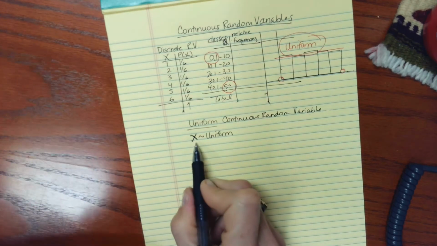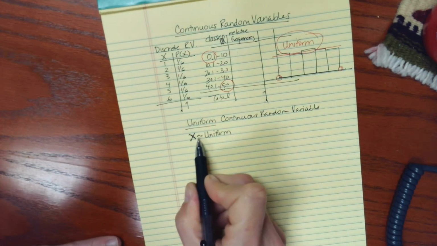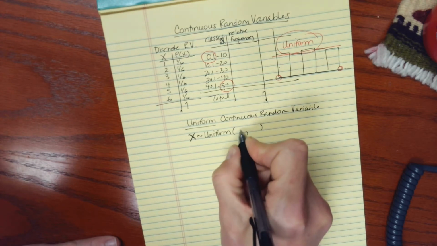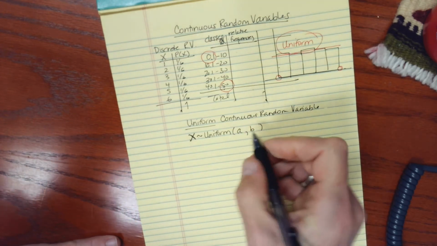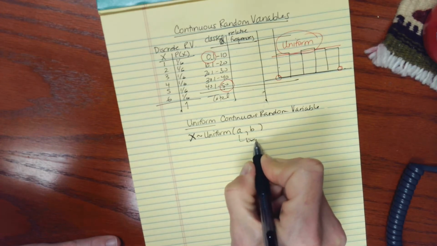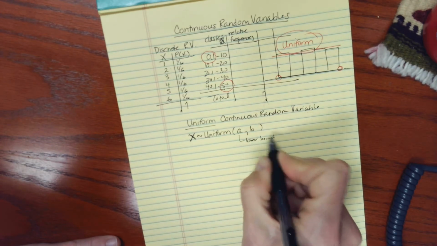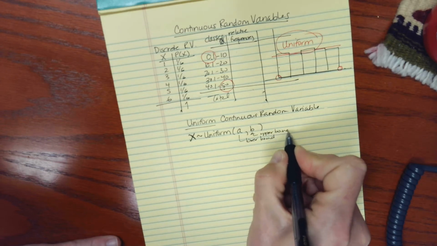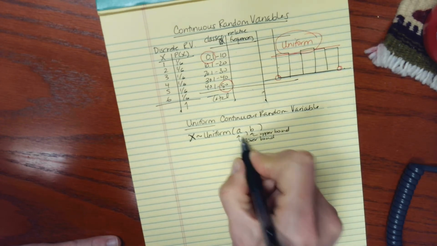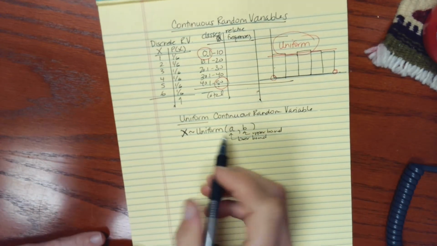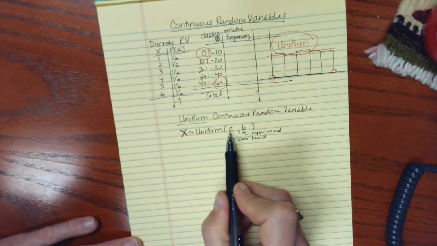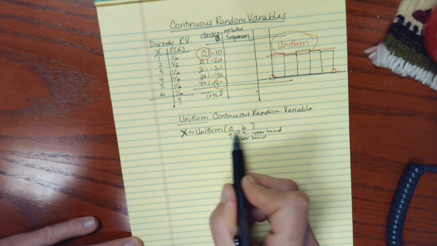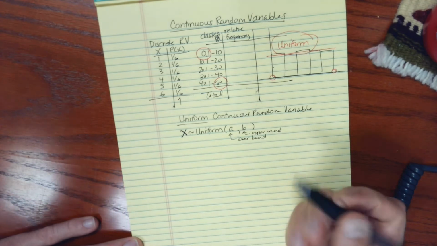You could say x is uniformly distributed, or x follows a uniform distribution. The two parameters that I need to know, and I'll call them a and b, are the lower bound, and this would be the upper bound, on possible values for my random variable x. So x can take on any real number between a and b, and that may or may not include the values a and b.